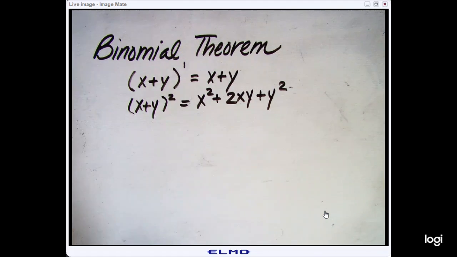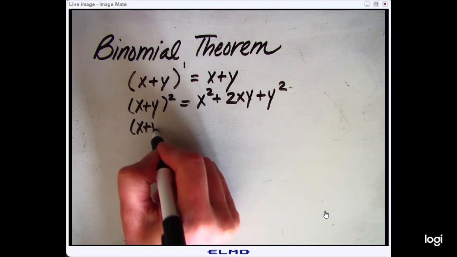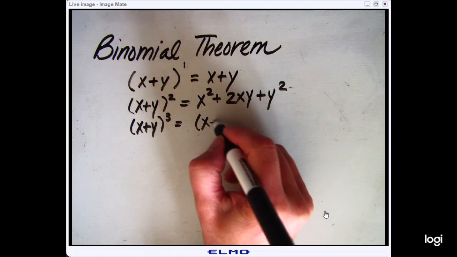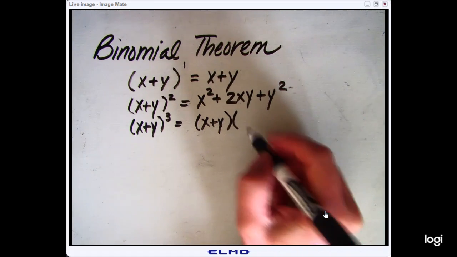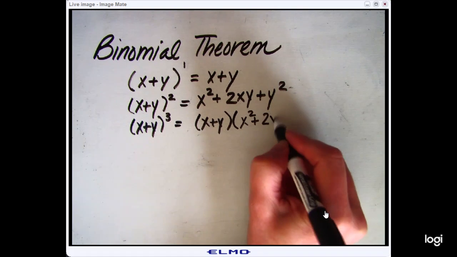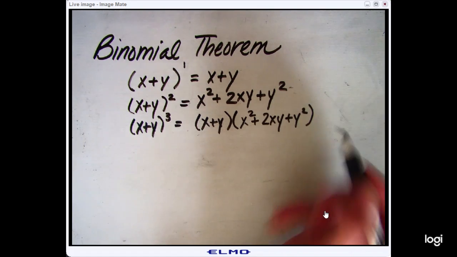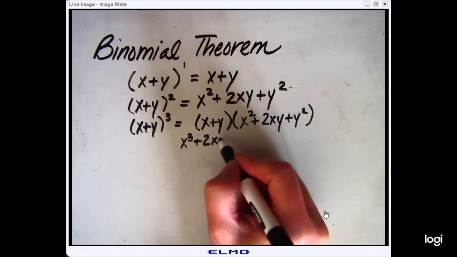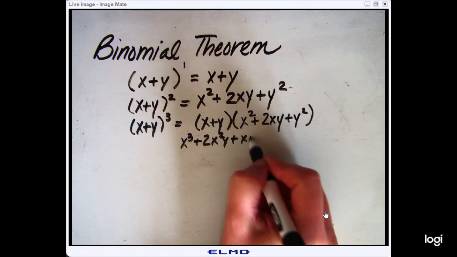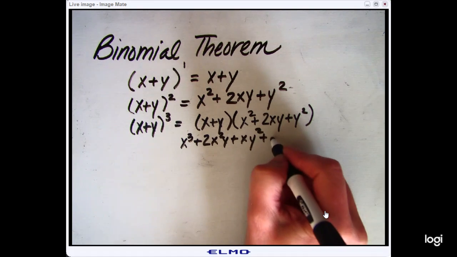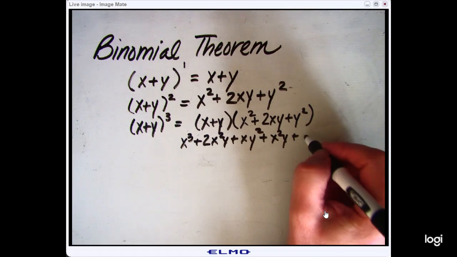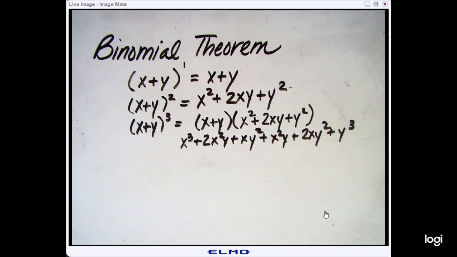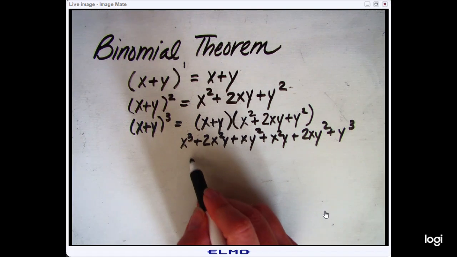All right. X plus y cubed might be a little bit harder. In fact, we would probably put this in front of the one above there and then distribute. So let's take a little bit of time and do that. X cubed plus 2x squared y plus x y squared plus x squared y plus 2xy squared plus y cubed. Now I do have some like terms there, so let's go ahead and clean this up.